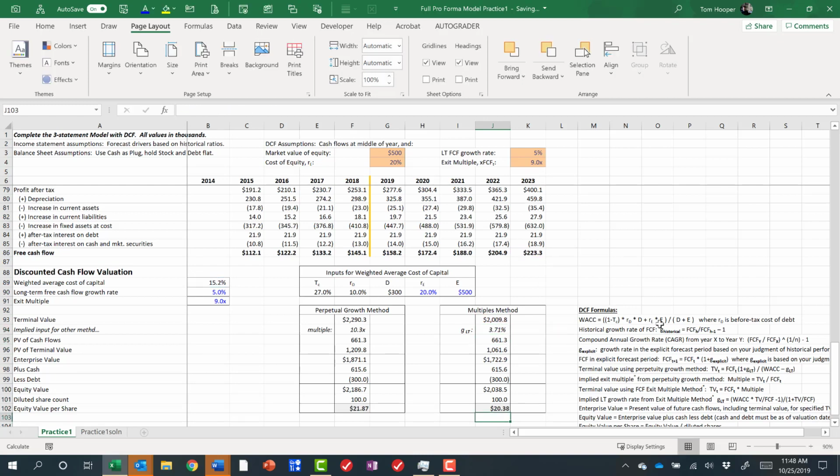And the model is complete. I sped through a lot of that, but it took me 25 minutes in real time to do it. Hopefully you can do it that quickly on the exam.